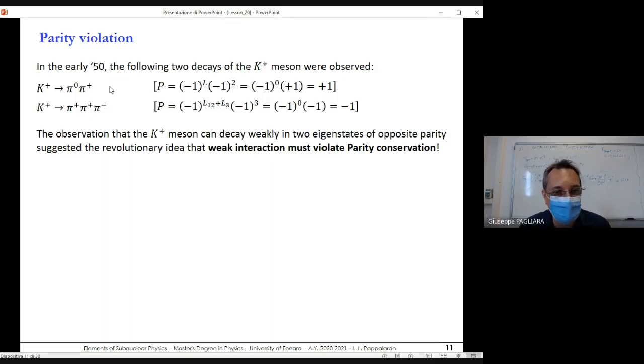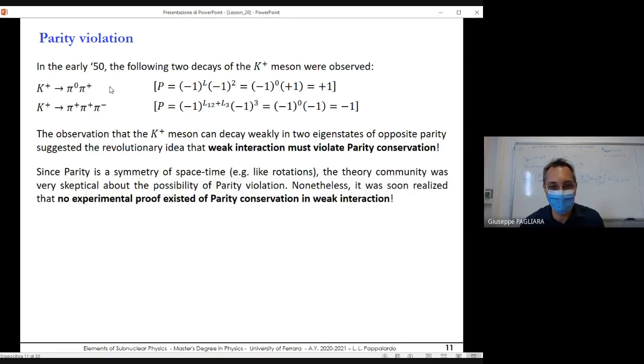And so this suggested the revolutionary idea at the time that weak interaction must violate parity conservation. Now, this was not good news for many people, because parity is a symmetry of space-time, like rotations. And so there was a lot of skepticism in the physics community to accept that parity should be violated. But it was also realized that in practice, no experimental proof of parity conservation existed at the time.